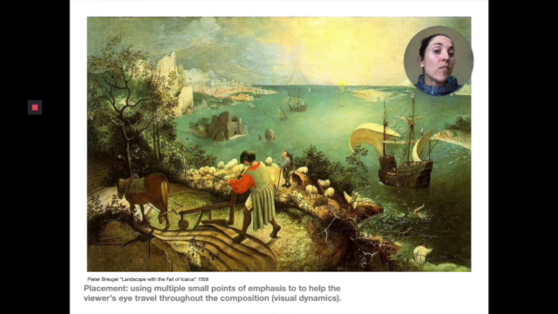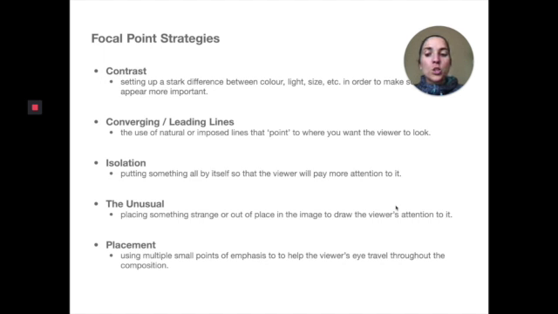So I see every single component within the artwork. And we refer to this as placement: the deliberate placement of certain points of interest to guide the viewer's attention throughout an artwork. So again, here is just a little recap of some focal point strategies.